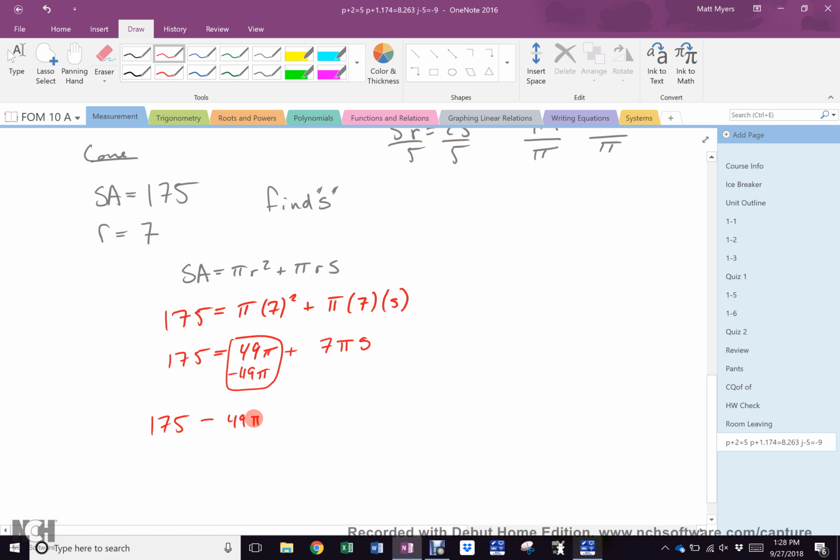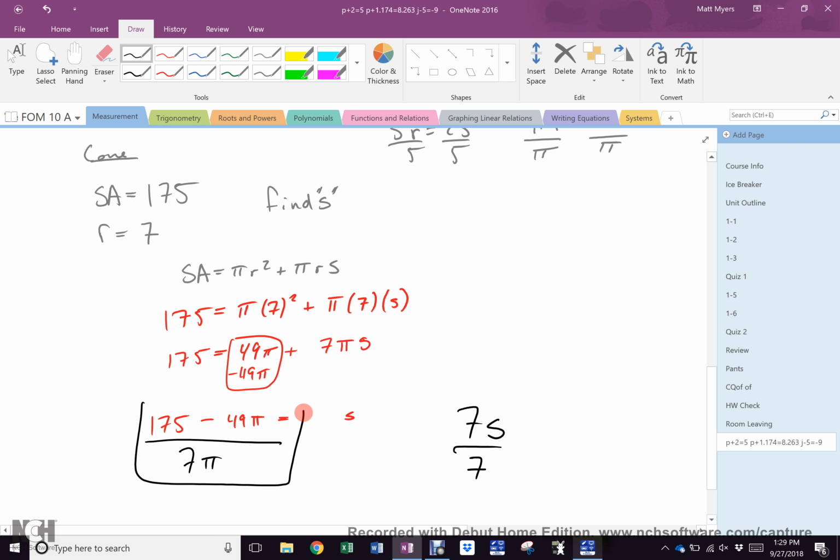Minus 49 pi equals 7 pi s. Now, if this part was 7s, how would you get rid of the 7? By dividing by 7, correct? Why did you divide, Jacob? Because this is multiply by s. So when it's multiply, you divide to get rid of it. Well, isn't this just 7 times pi? So I divide by 7 pi. If I do something to the right side, I have to do the same thing to the left side. Now the 7 pi's cancel, and I know my s. It is that. Now, that is the right answer.